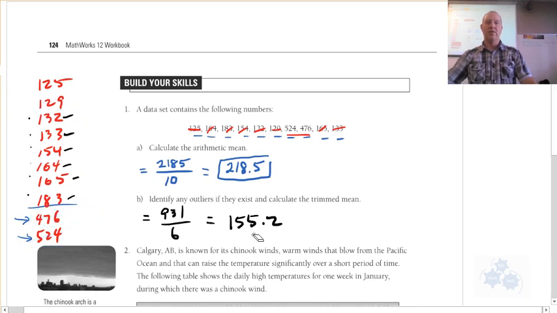Now, if we take a look at all of these numbers again, even the original ones, and we look at this 155, is that a better representative of this data really than 218? Since we have 8 numbers that are in the 100s, and we only have 2 numbers that are not, an average that's 155 looks to be a lot more appropriate, I would say, than the 218. What do you think? Right? So that's called a trimmed mean.